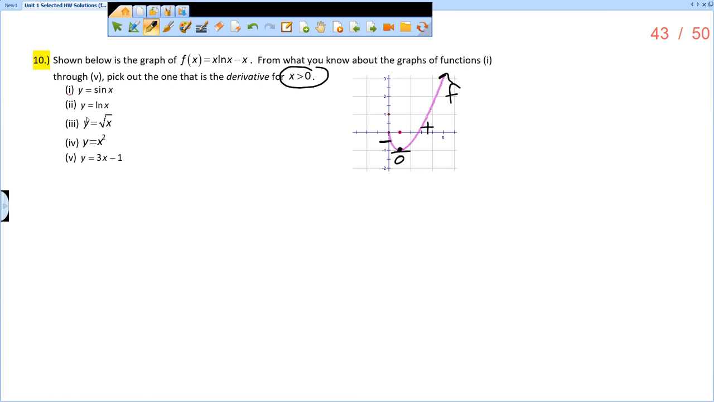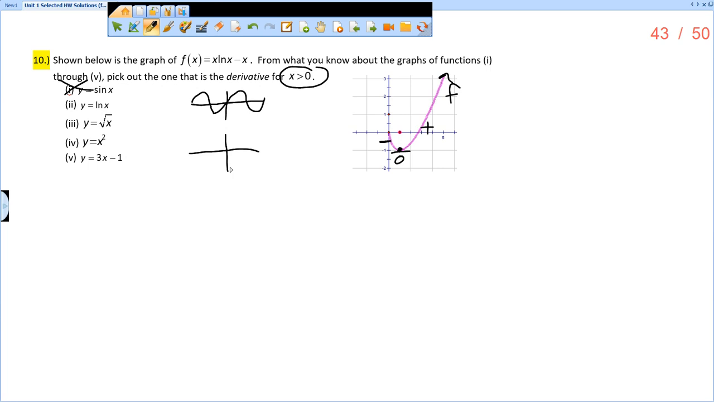Now we're thinking about which one of these graphs would have a 0 at 1, would be negative between 0 and 1, and would be positive to the right of 1. First of all, we think about a graph of sine. Obviously, sine looks like this. It does not have a 0 at x equals 1, because the sine of 1 is not 0. So that's out.